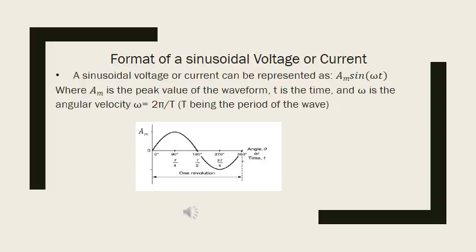Format of a sinusoidal voltage or current. A sinusoidal voltage or current can be represented as A_M sine omega times t, where A_M is the peak value of the waveform, t is the time, and omega is the angular velocity. Omega is equal to pi over T, T being the period of the wave.